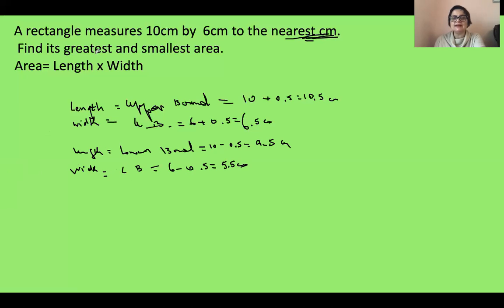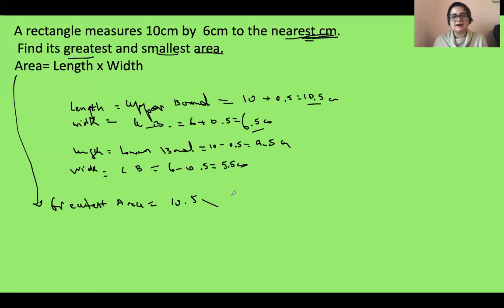now let's have a look at how to calculate the greatest and smallest area. So let's go for the greatest area. Greatest area means you need to find the highest possible value of the area, so which of these are you going to substitute? You're going to take the highest value for both: the upper bound for the length and the upper bound for the width. So it's going to be 10.5 multiplied by 6.5, both in centimeters.